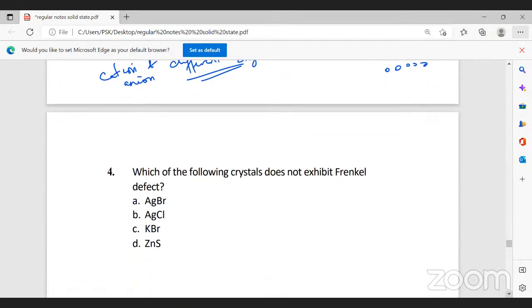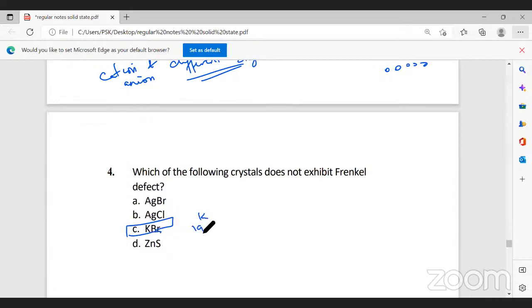Yes? Yes, sir. Now, the fourth question is, which of the following crystals does not exhibit Frenkel defect? Which of the following will not exhibit? So KBr. Why KBr? Sir, the size is small and it's almost the same. The size difference is more.